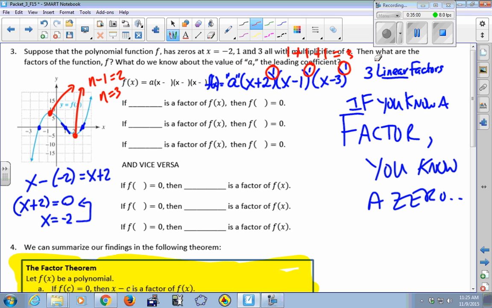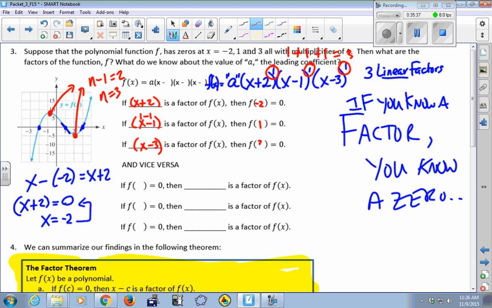Okay, so if you know the zeros of a polynomial with their multiplicities, then what are the factors of the function? If x plus 2 is a factor of the function, then f of negative 2 is a 0. If x minus 1 is a factor, then f of what is a 0? Positive 1, right? Because if I put a 1 right in there, I get 0. If x minus 3 is a factor, then f of what is 0?